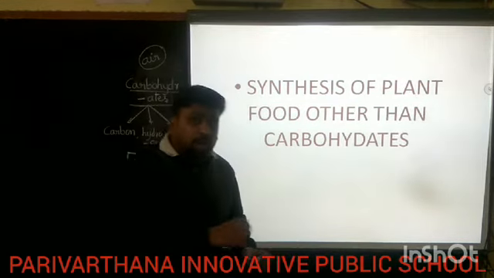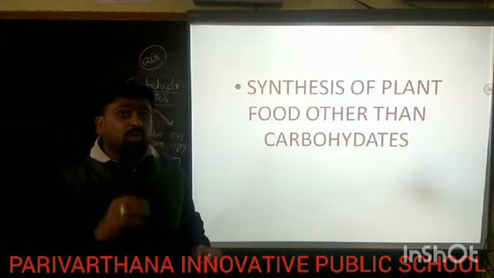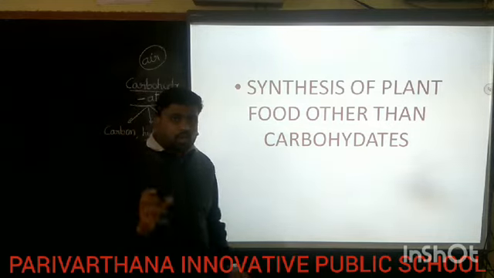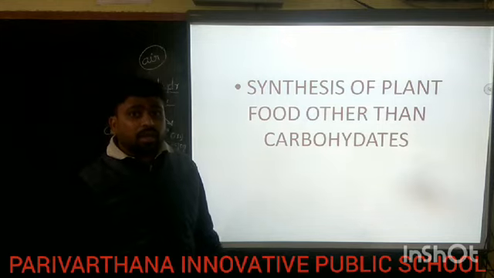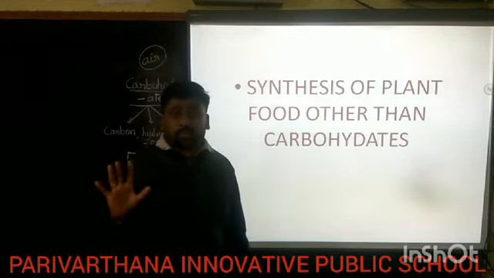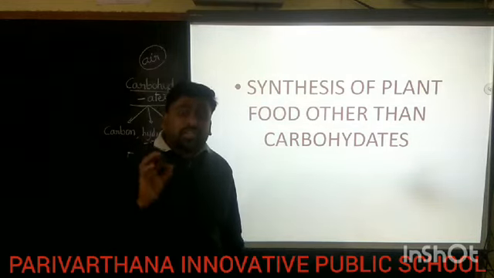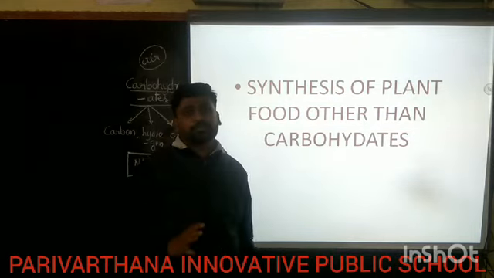The root absorbs the water, then the roots transfer the water into the leaf. Understood? The roots transfer the water to the leaf. That means the nitrogen is coming to the plant from soil.